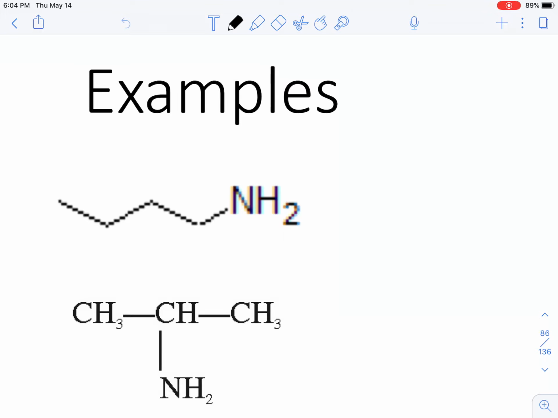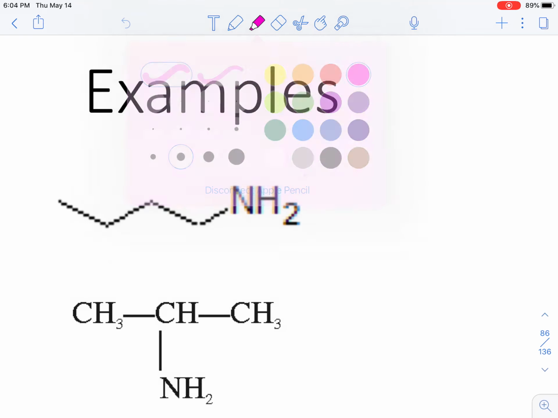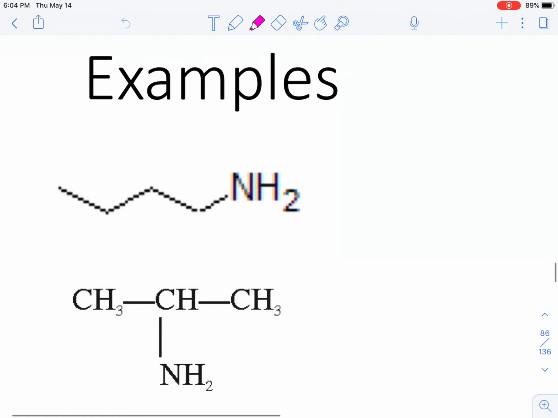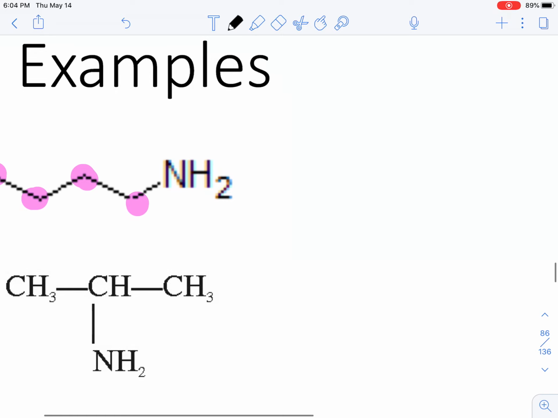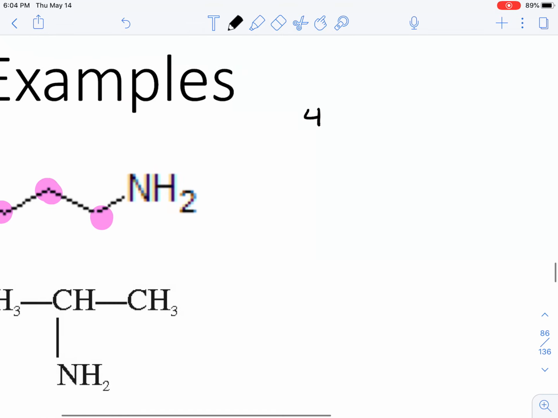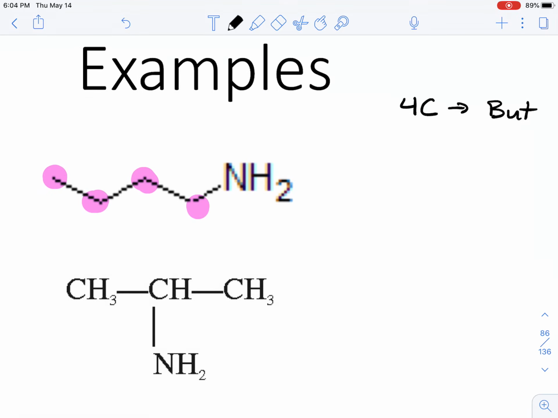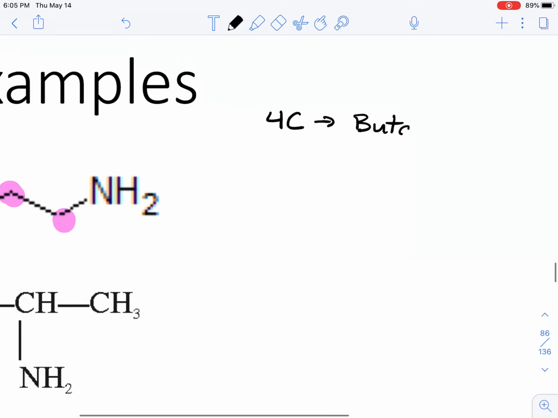All right. And so I'm going to first figure out what my parent chain is. To figure out my parent chain, I need to find the longest carbon chain. So I have 1, 2, 3, 4. And so since I have a 4-carbon chain, I'm going to use the prefix but. And if you look at the bonding between the carbons, they're all single bonds, so that's going to be butane.